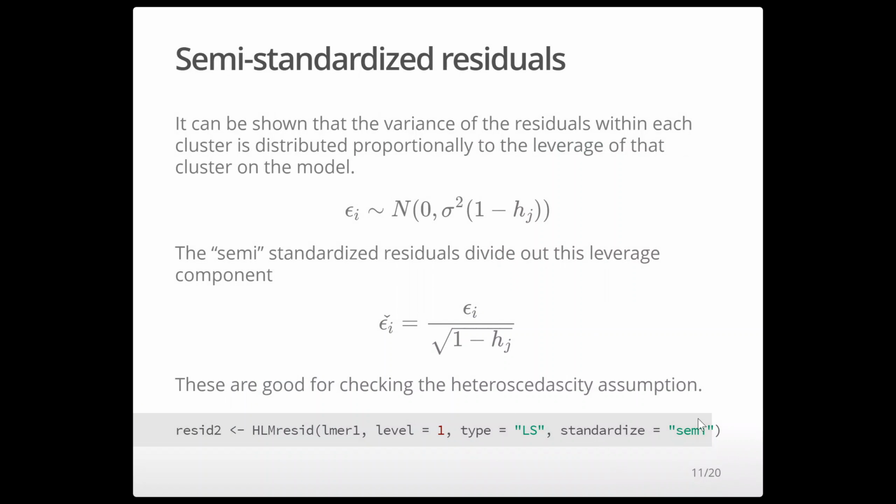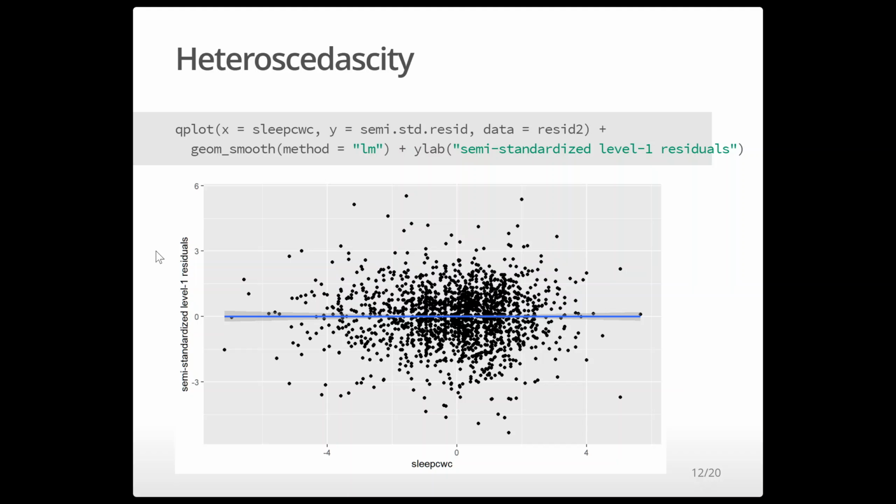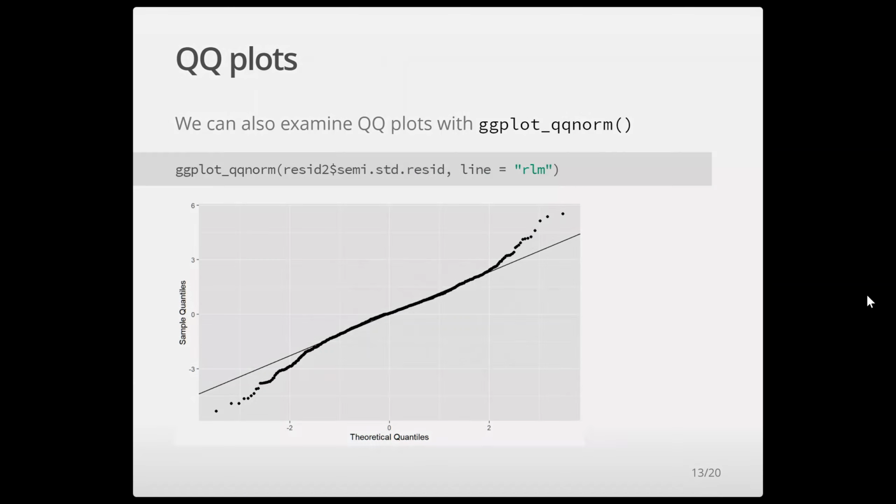So here I'm calling the semi-standardized residuals. And here I'm checking the residual against the predictor again. And I don't see any meaningful pattern here. So I don't see any heteroscedasticity that arises as a result of this predictor in the model.